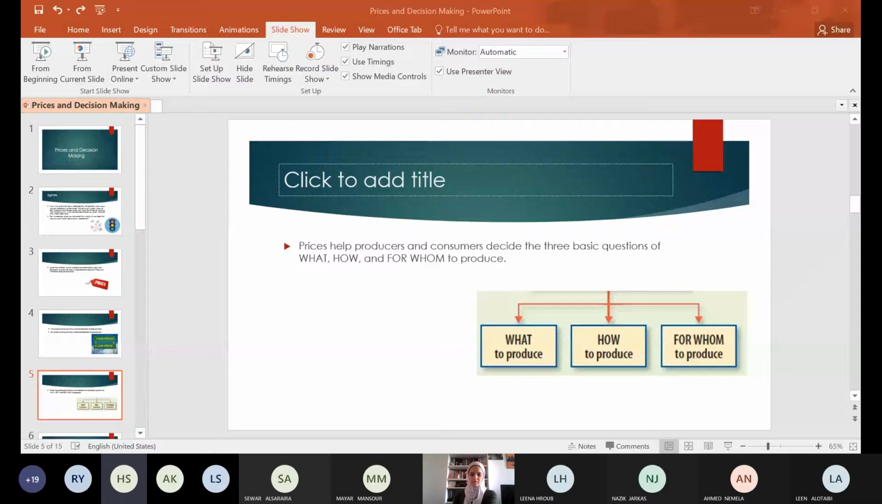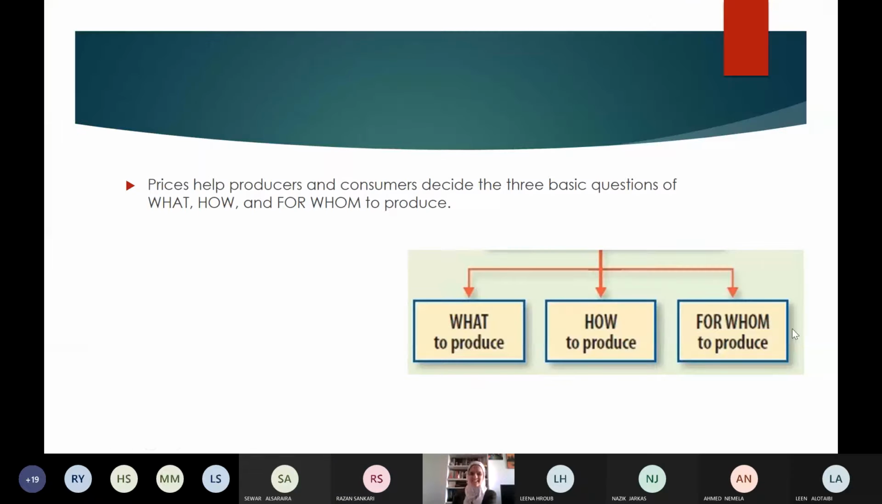An astronomy-themed NASA hoodie. Yeah, my daughter also likes NASA hoodies. So the producers will know that the price of a NASA hoodie is expensive, so let's produce more so we can gain more. How to produce them? Where can we make the factory? Who will be the workers? For whom? For young girls, age 12, 13, 14, like your age. Okay, so the prices will determine what to produce, how to produce them, and for whom.